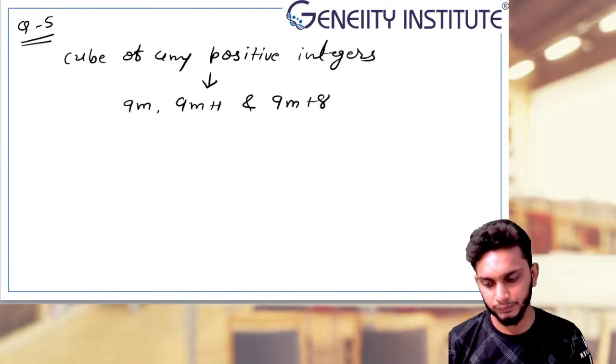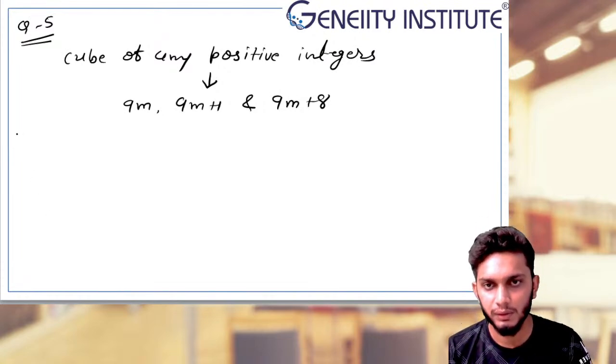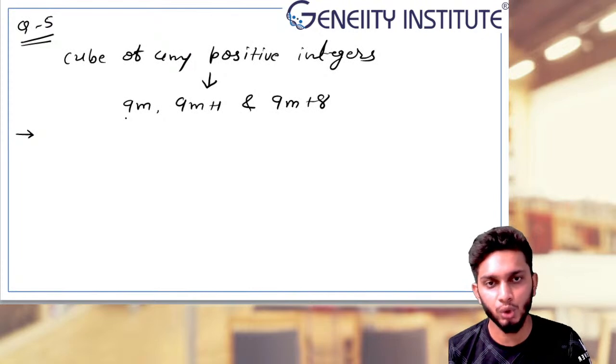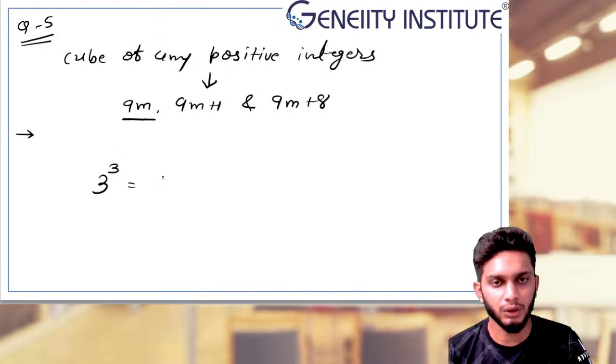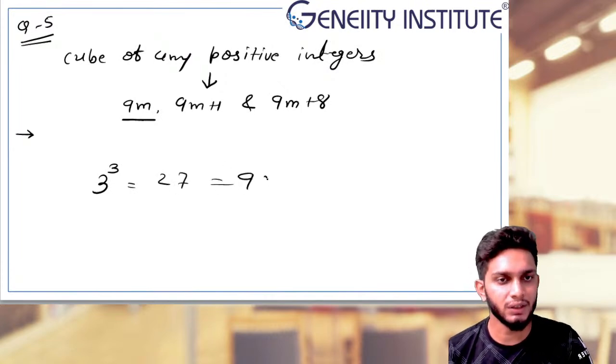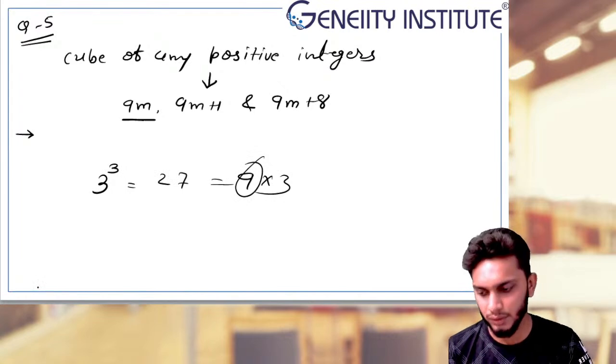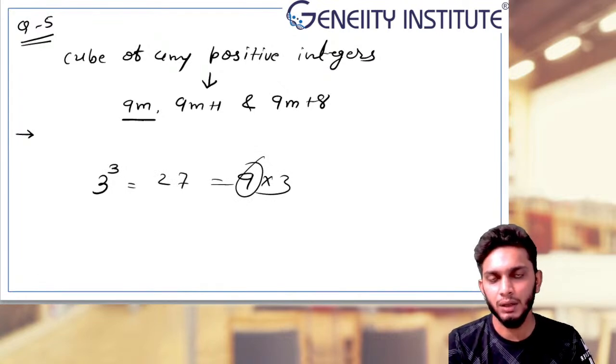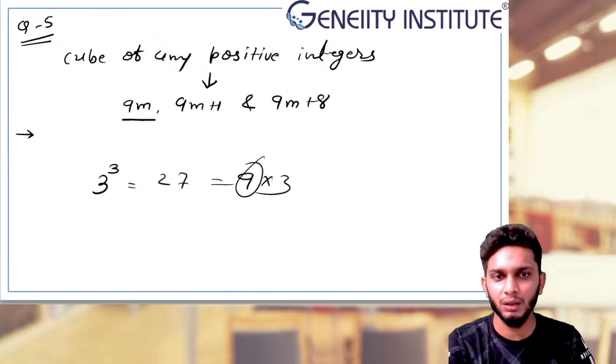So for that, you know that the cube of which number contains 9? 3 cube: 3 3s are 9, 3 9s are 27. 27 contains 9. So the number must be in the form 3q, 3q plus 1 and 3q plus 2, so that the cube of that number contains 9.